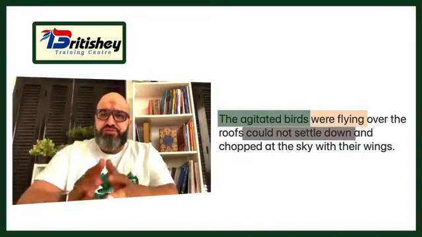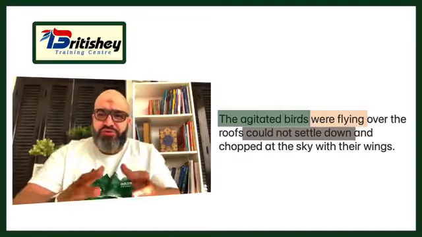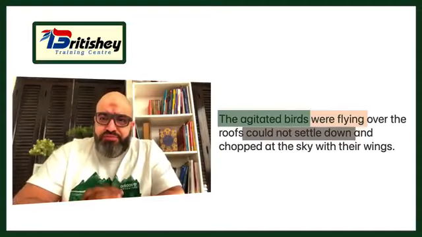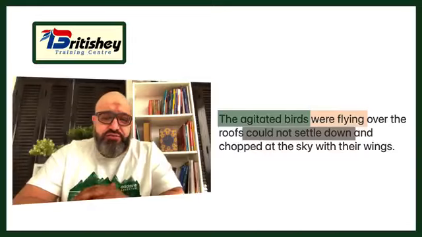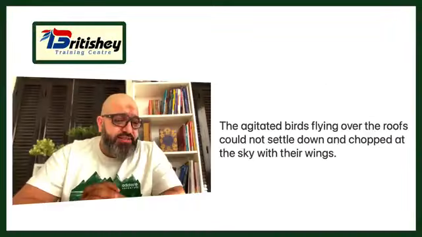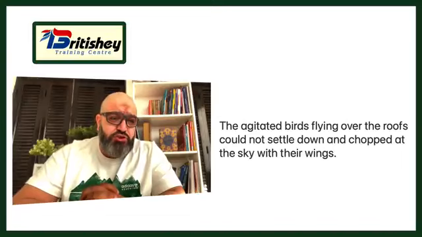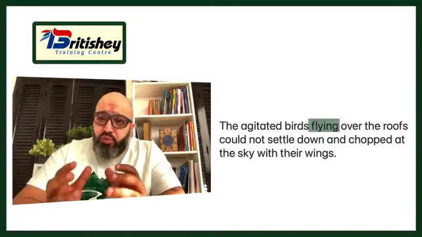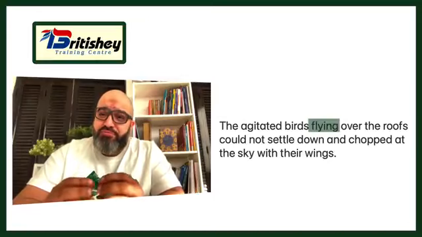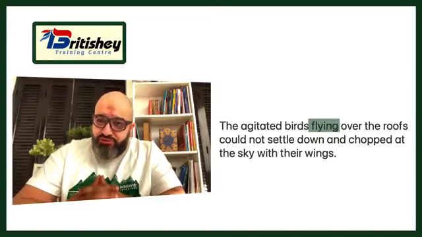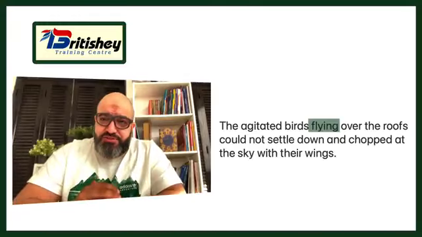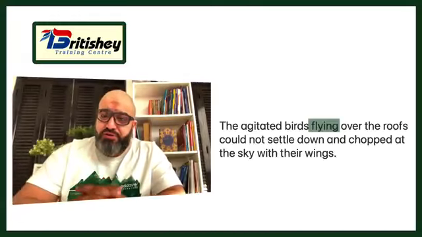Because if you want to put two verbs together, then you need to put a connector like and, like when, like because, but we don't have this. So actually the correct version of the sentence is, the agitated birds flying over the roofs could not settle down and chopped at the sky with their wings. So actually I turned were flying into flying, and that would make it an adjective, not a verb, so that we avoid having double verbs in a sentence. Right, now let's move to the coming sentence.